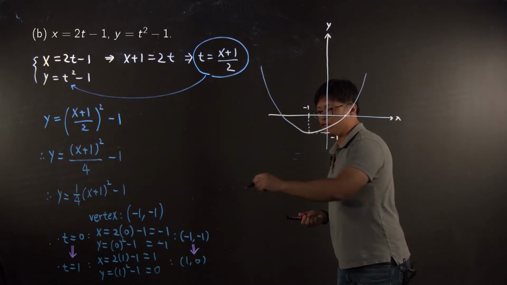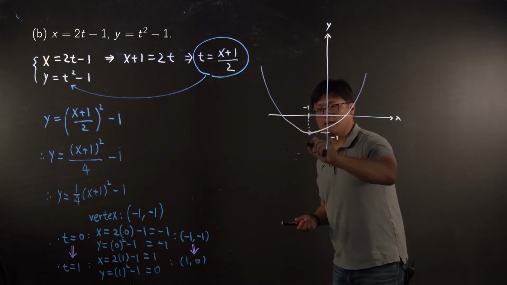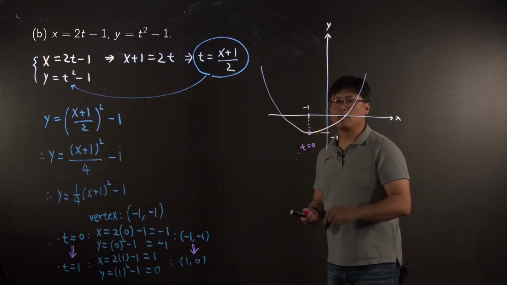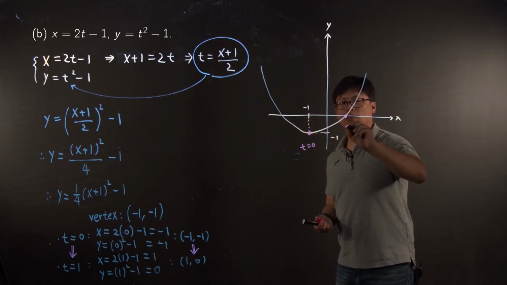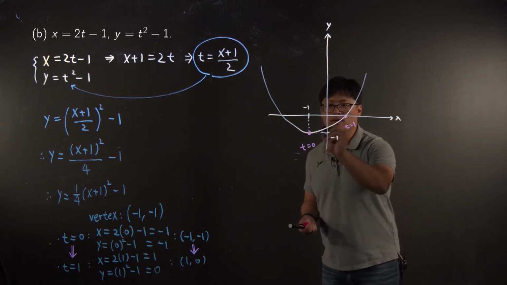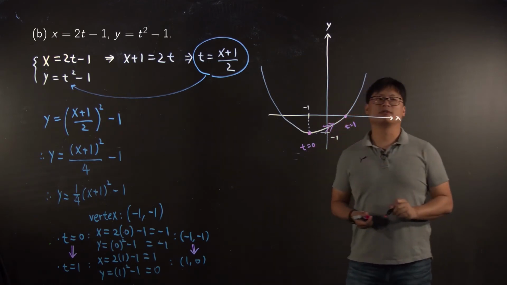First point, when t equals 0, it is here. Let me mark t equals 0, okay? When the parameter t is equal to 1, the point will be (1, 0), which is this point. When t is equal to 1, right? So since your parameter t is increasing, your point is moving in this direction, okay?